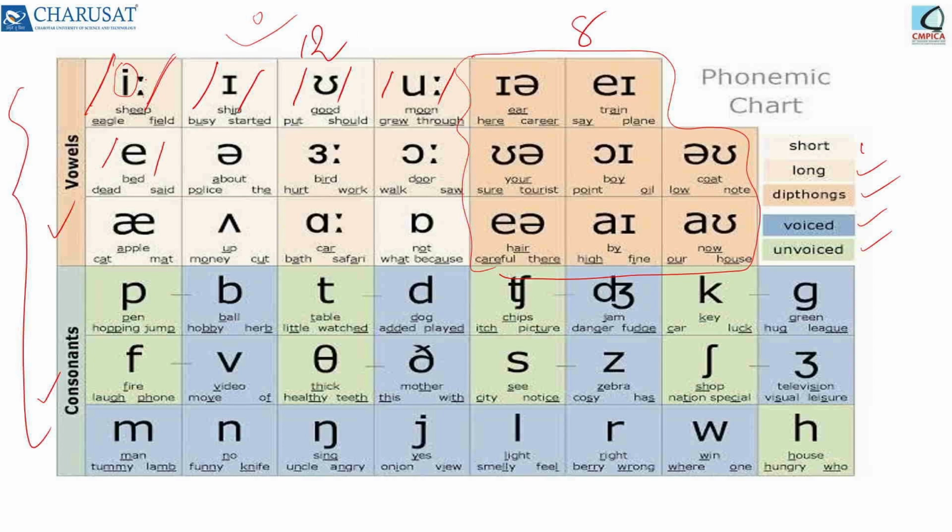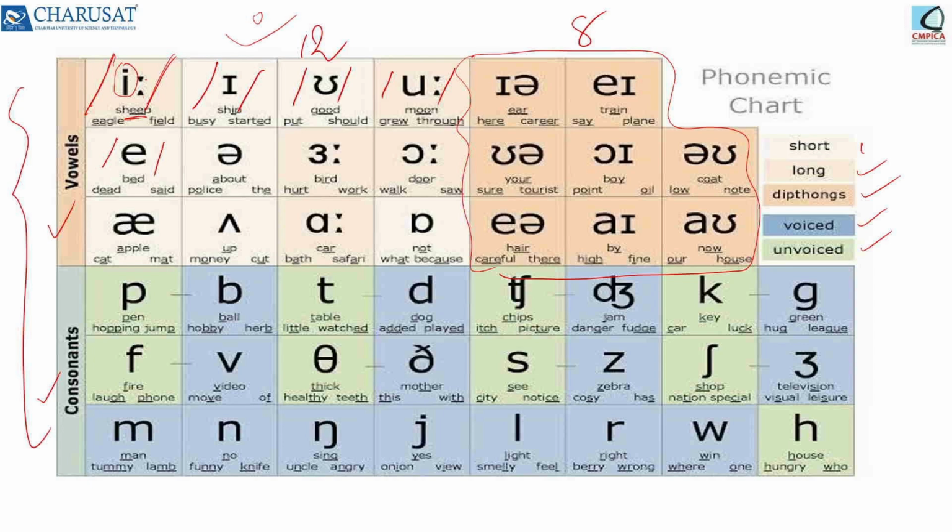How they are pronounced, I am going to pronounce it quickly for you. First is long E, such as in the word sheep. And this is short I, as in the word ship. So sheep and ship, there is a difference between the two.